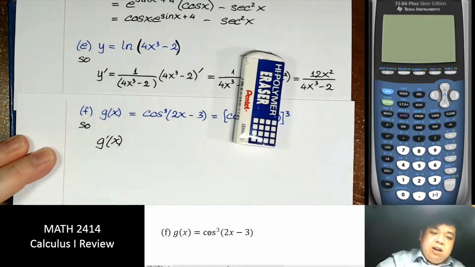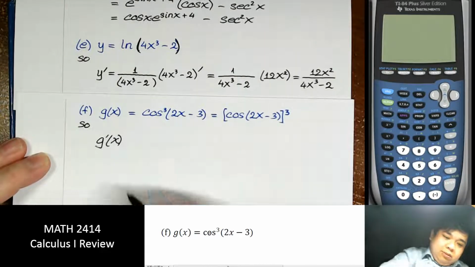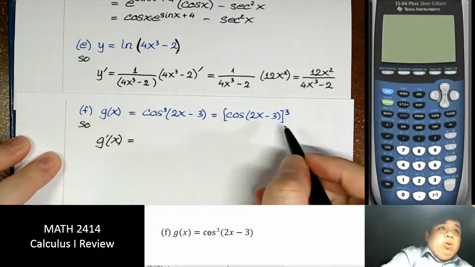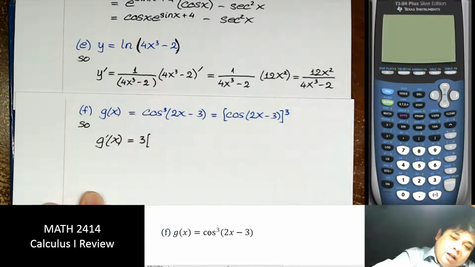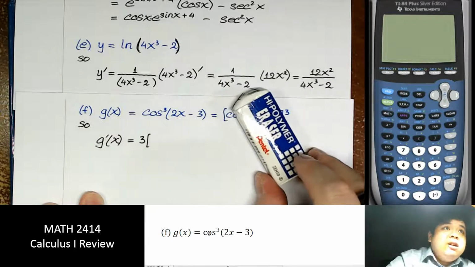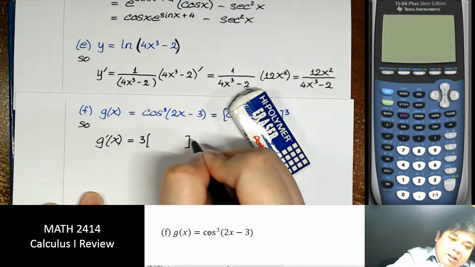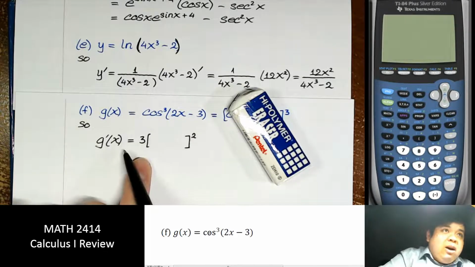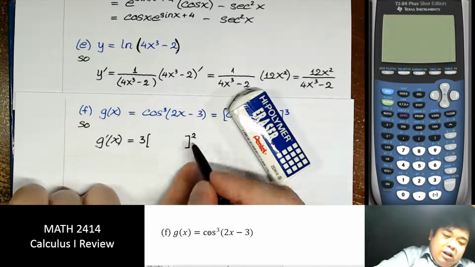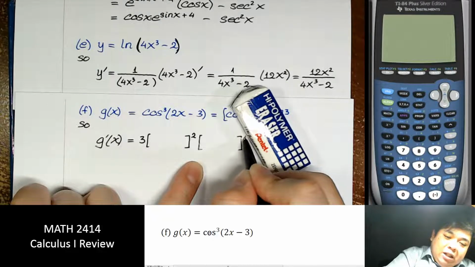So the outside is something raised to the third power. Derivative of a third power is 3 times, just keep it, the bracket squared, right? The power goes down and the original power minus 1. And chain rule says multiply by the derivative of what's inside.